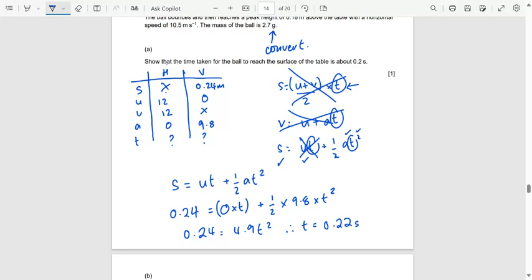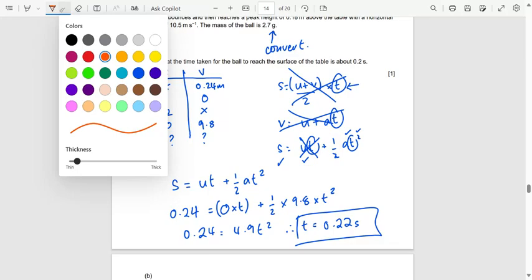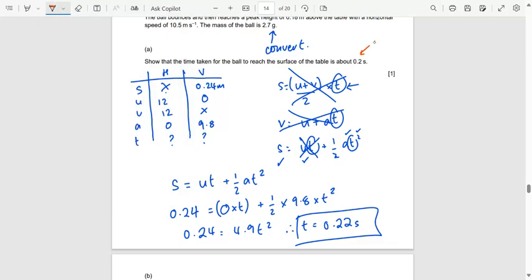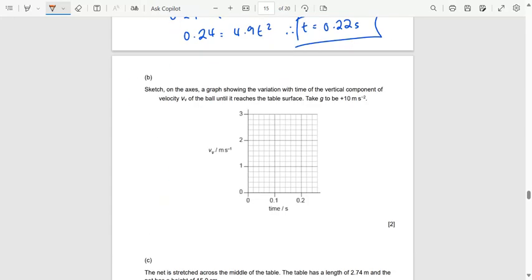We're asked to show that. So I'm going to go back. Does it look very close to 0.2? Yes. There we go. I'm not going to write it equals 0.2 because it doesn't. It equals 0.22, etc. So I need to include an additional sig fig. So if it's a show that question, you always need more sig figs. Otherwise, you won't get the mark. So you need to show more sig figs.